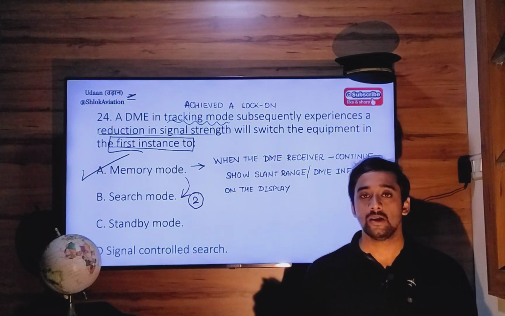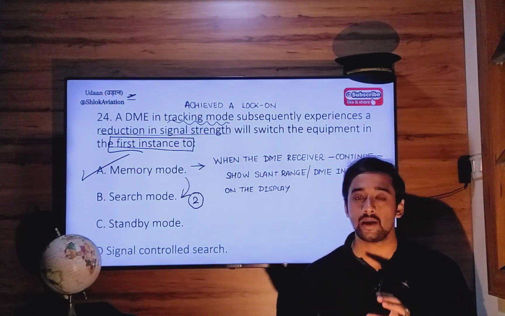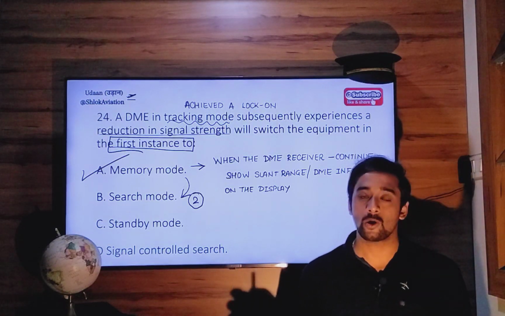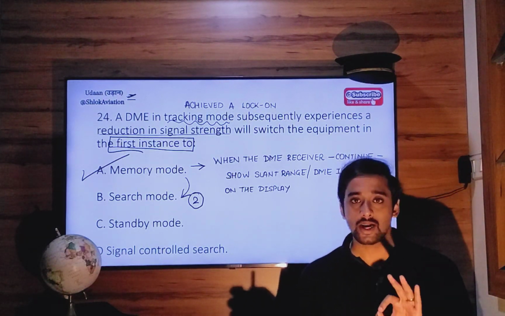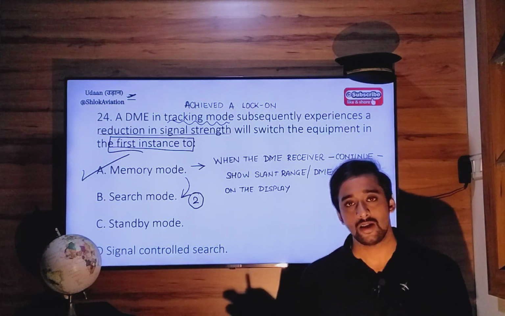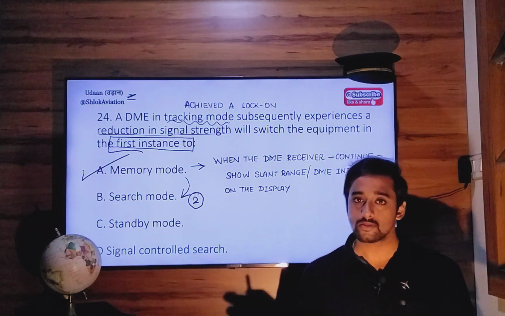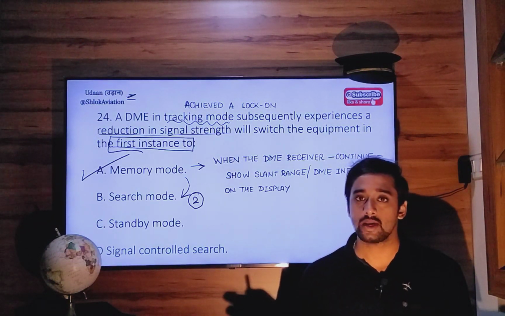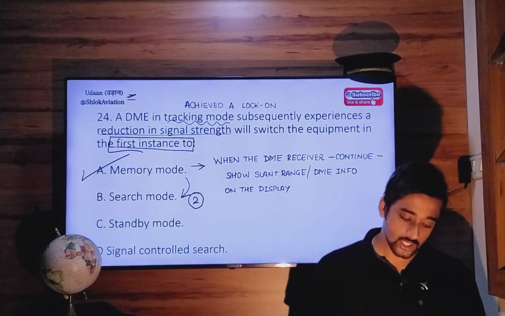Okay, so if during those 10-20 seconds of memory mode, the DME receiver is unable to achieve a successful lock on again, it will switch back to search mode. In that search mode, it will start searching for any DME station around itself with which it can connect, and start showing DME slant range from that particular station. So remember this question, very important.